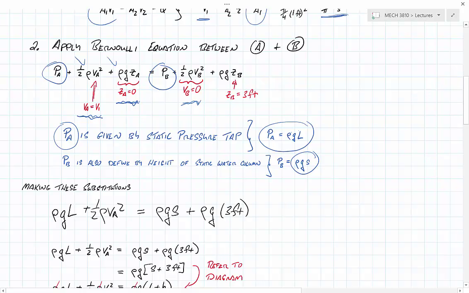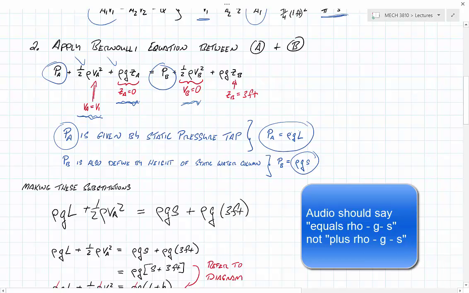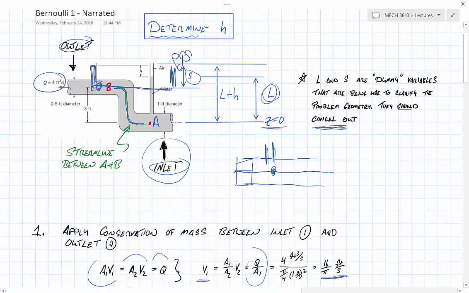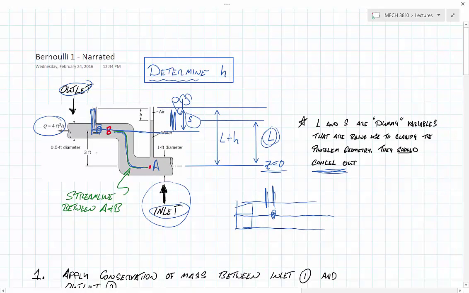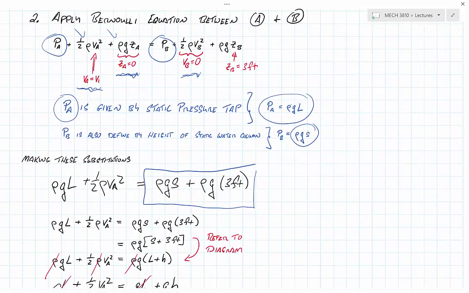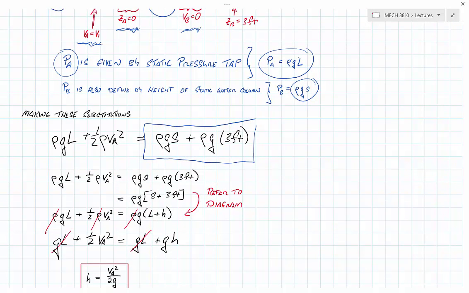So rho g L plus 1/2 rho VA squared equals rho g S plus rho g times 3 feet. Now let's take a look at this term. So rho g is common among both of them. And here's my 3 feet, and here's my value of S. So we find out that 3 feet plus S is equal to this value L plus H. And I'm going to make use of that. So here's S plus 3 feet. It's equal to L plus H.